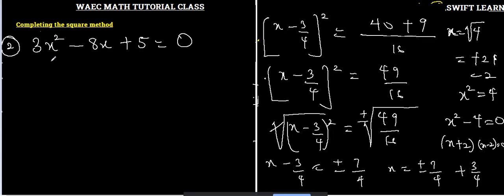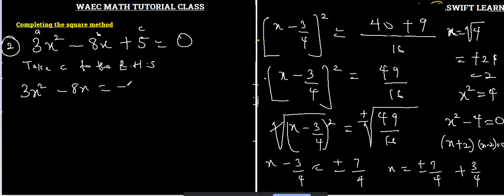Take the c to the right hand side. This is the right hand side. So this is like ABC. Assume the coefficient of x squared as A, the coefficient of x as B, and the constant as C. The first thing is to take the C to the other side, so plus 5 will become minus 5. That is done. Then the next step is to divide through by A.